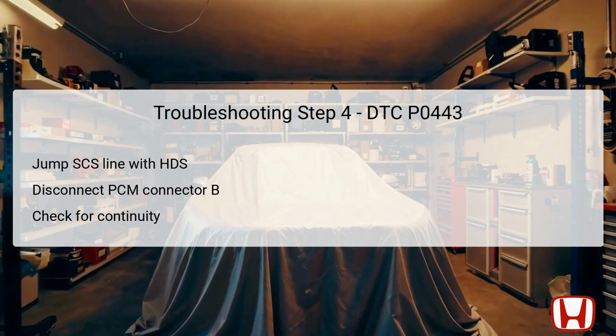In this step, we will look for any shorted wires within the PC-SOL line that could be causing DTC P0443. Begin by jumping the short circuit switch SCS line using the Honda Diagnostics System HDS. This process prepares the system for a thorough continuity test. Subsequently, disconnect the PCM connector B, identified as 49P, which is necessary for isolating the main control unit to ensure accurate readings. With both the valve and PCM connectors disconnected, test for continuity between defined test points.